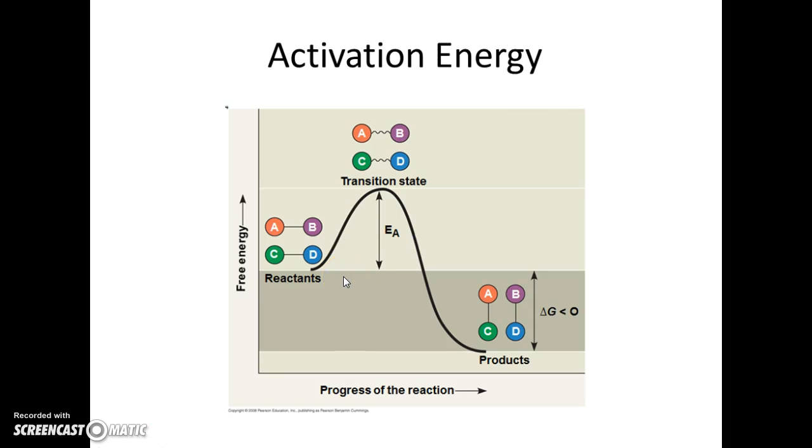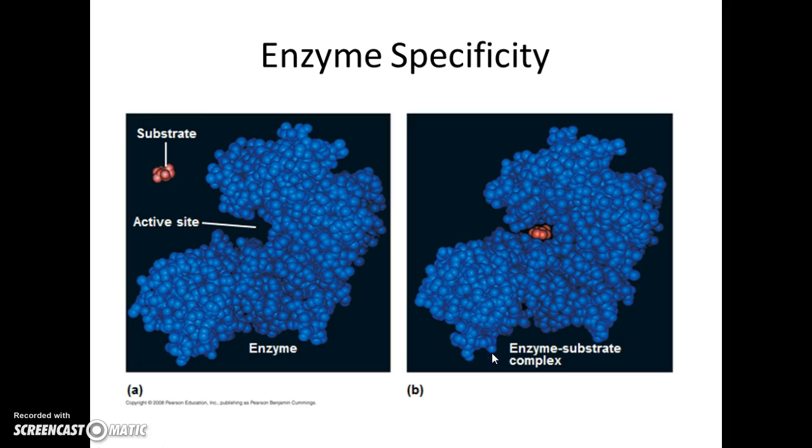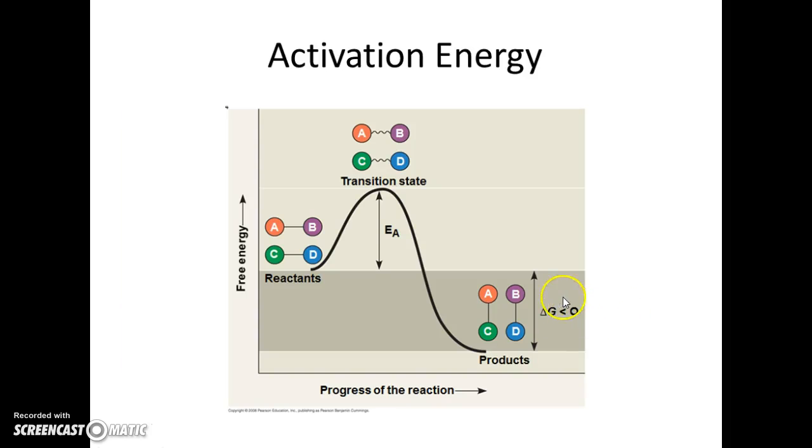So looking at activation energy, or EA here, we can see a couple things happening. First off, chemical reaction. We have reactants on one side, products being formed on the other side. We can see that the reactants over here have a higher free energy than the products over here, which means that energy has been released, so we have a negative delta G here. And we can see that energy had to go up in order for that energy to be released. So we had to have some energy put into the system.